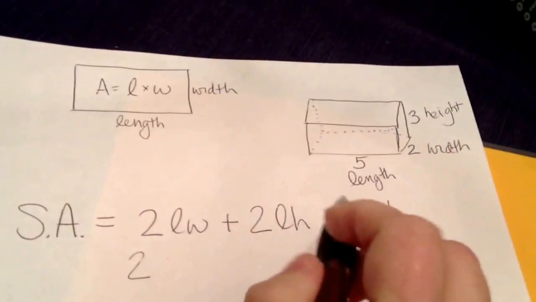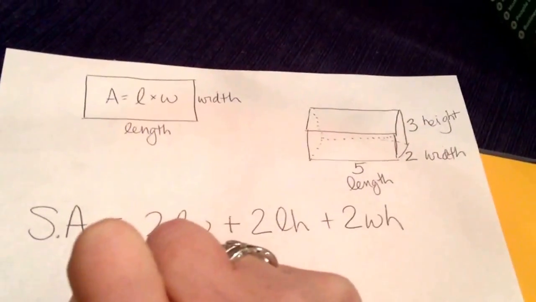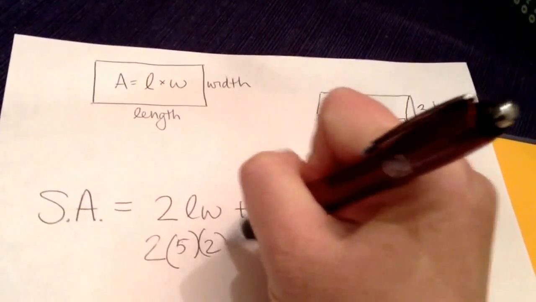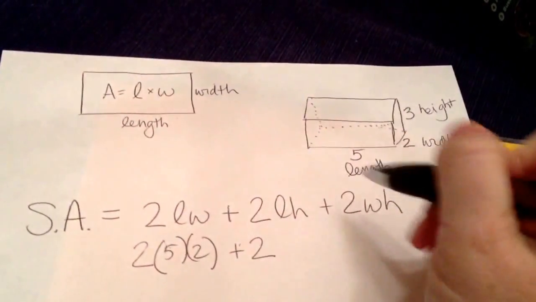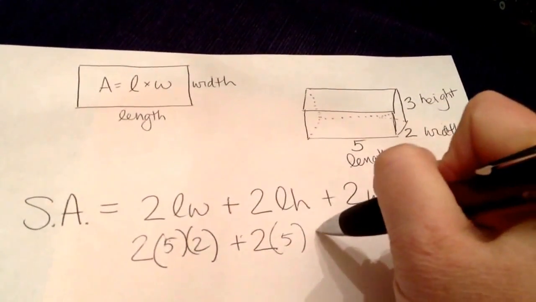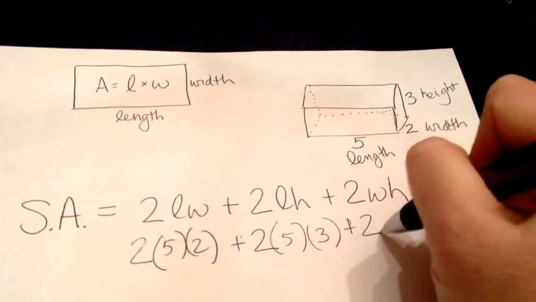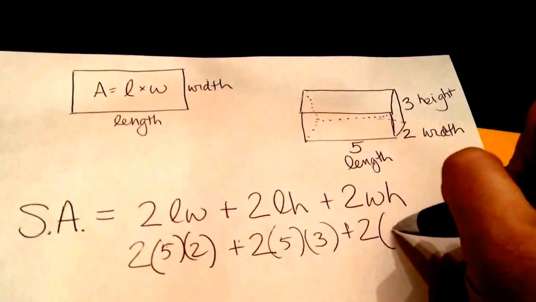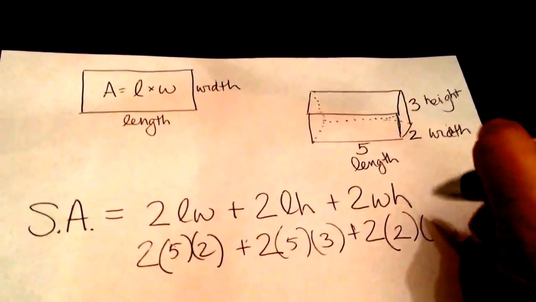2 times the length, which is 5, times the width, which is 2. Plus 2 times the length, which is 5, and the height, which is 3. Plus 2 times the width, which is 2, times the height, which is 3.